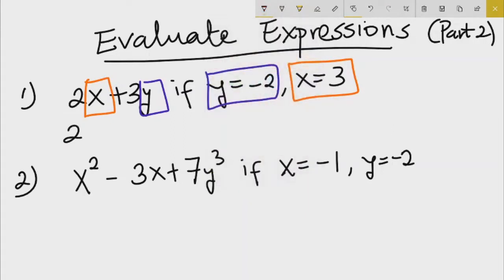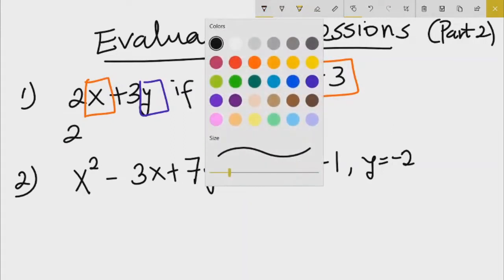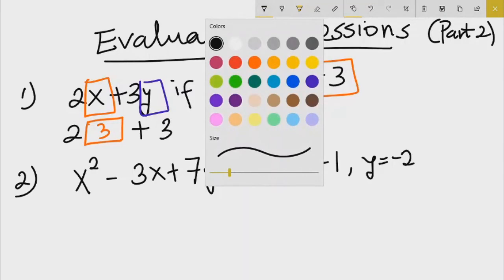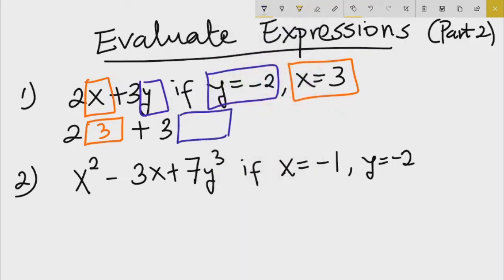So it's going to be 2 multiplied by, okay, the value of x is 3, plus 3 multiplied by -2. So instead of 2x plus 3y, now we have 2 multiplied by 3, because again the value of x is 3, and then 3 multiplied by y. So we replace the y with -2.